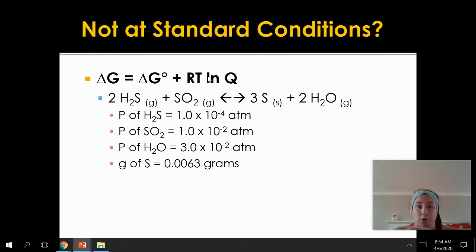Now, in this problem, you'd be able to plug in, and notice I gave you extra information because this is common in AP problems, right? Think to yourself, do I need to know the grams of S? Of course not, because solids don't go into a Q value or a K expression, either one. So that would be just extra information that you do not need.